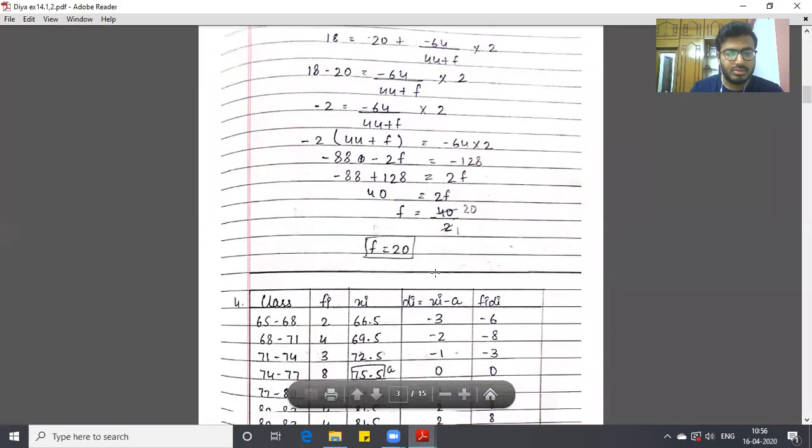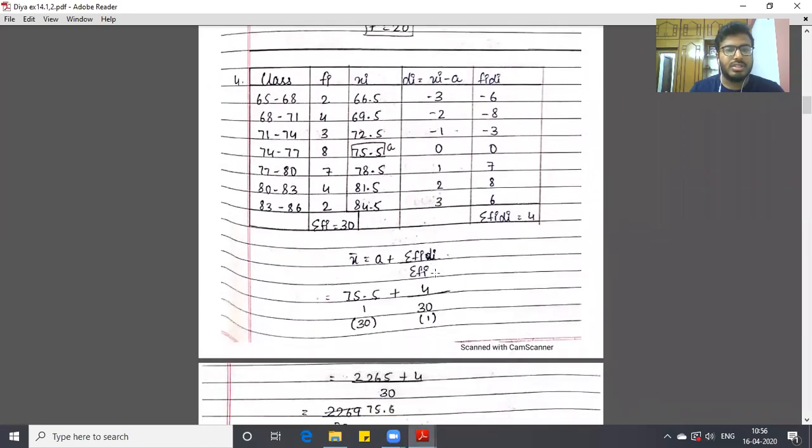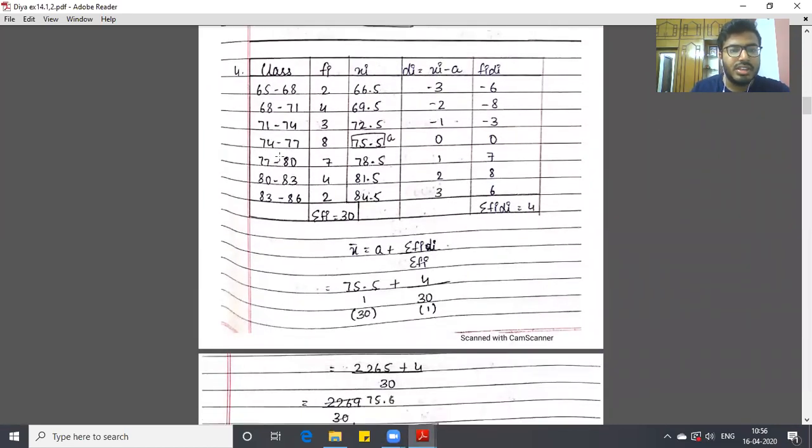Now, the classes are there, 65 to 68, 68 to 71 and so on. We have written the classes, and we have written the fi also. Now look here, is the class length the same or not? 65 to 68, a difference of 3, 68 to 71, a difference of 3, and it is also continuous. 65 to 68, then 68 to 71, then 71 to 74. So it is continuous, so there is no problem in that. Now the fi values are written as given here.